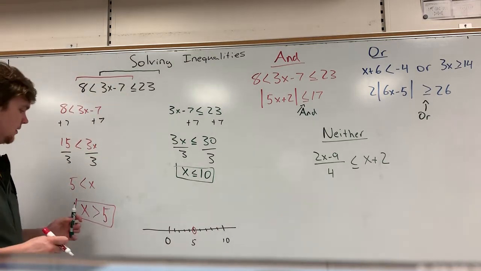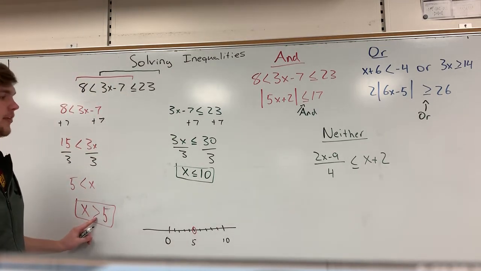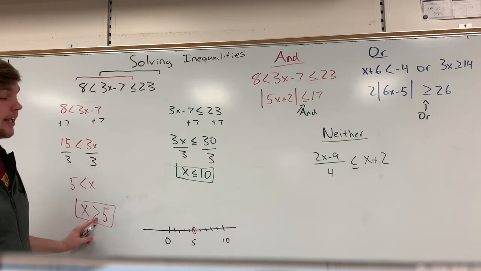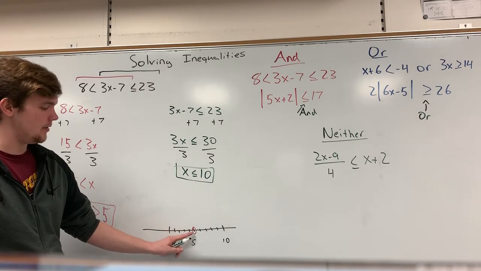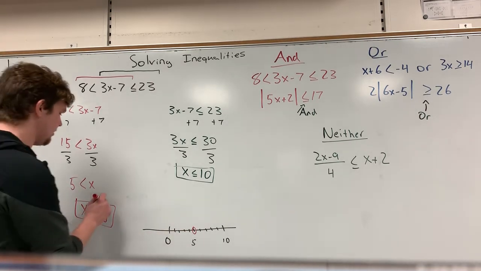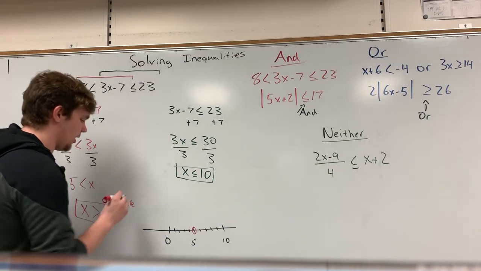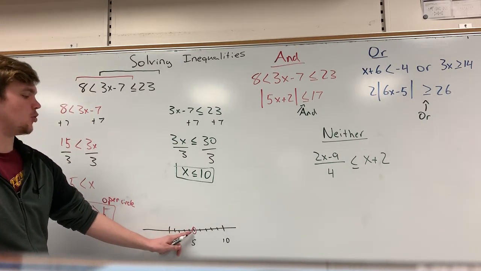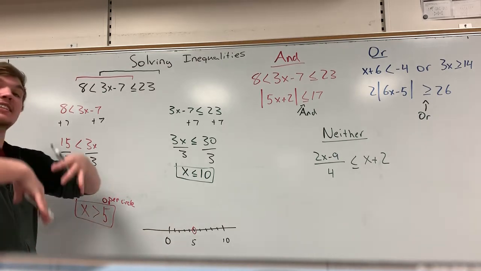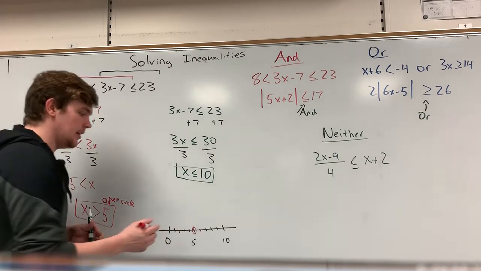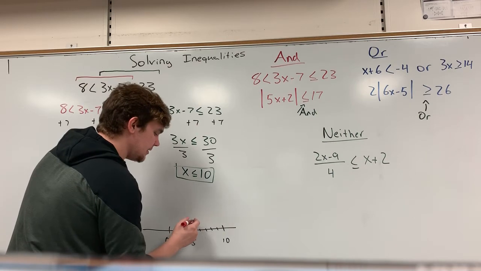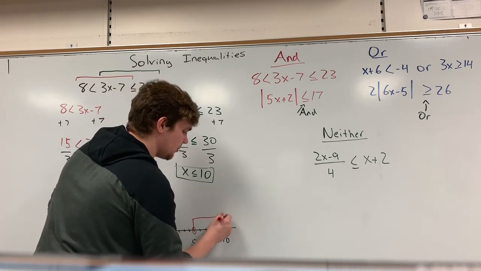Now remember, since this is strictly greater than, meaning there's no line underneath, that means it's not equal to, which means it's going to be an open circle. So x needs to be greater than 5, so everything that's bigger than 5. For the greater than side, I'm going to go to the right.